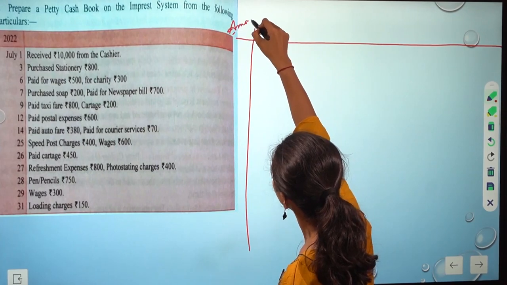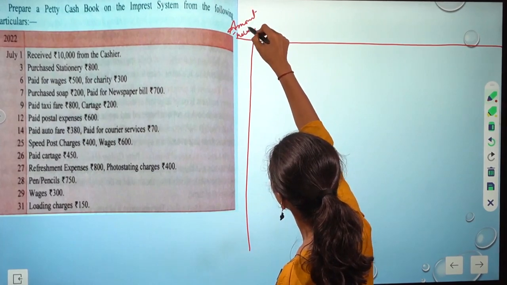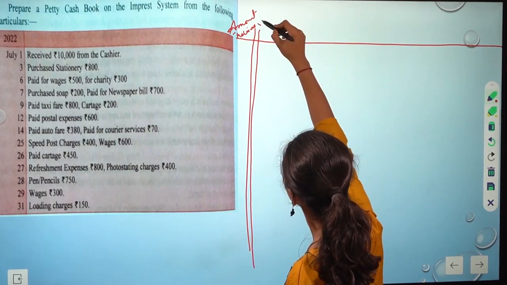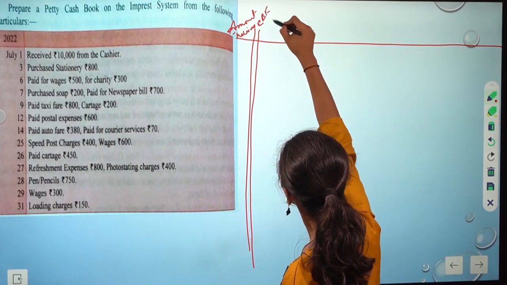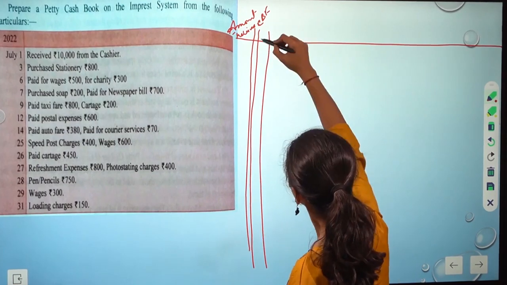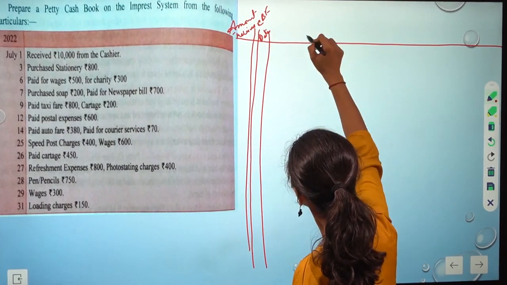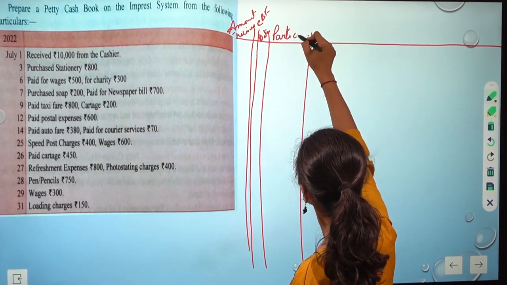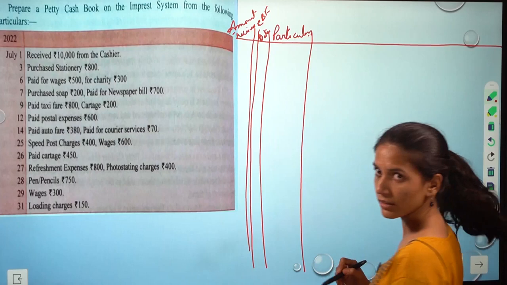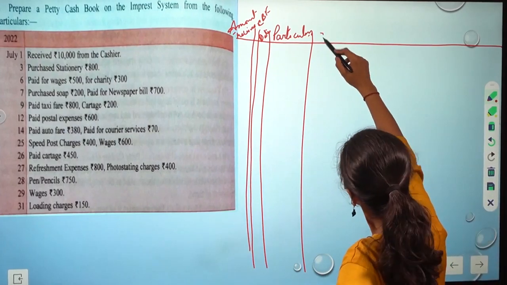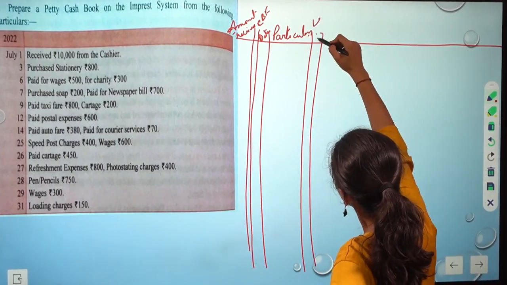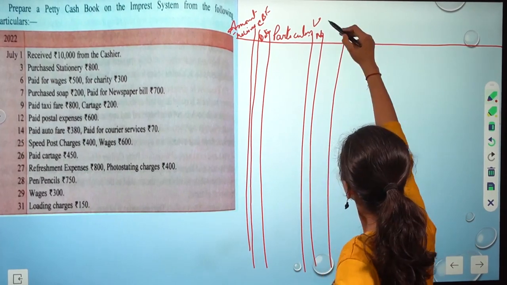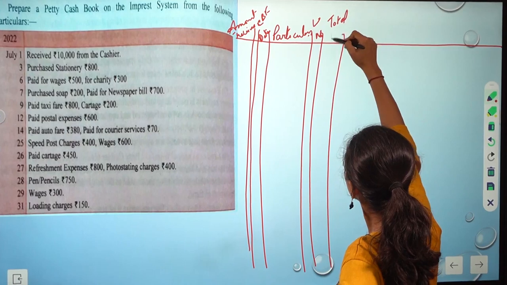Amount received. Then this is cash book folio, then date, then particulars. This is a very long one, okay? Next you have voucher number. Next you have total payments.